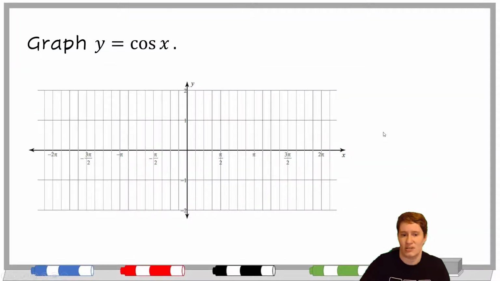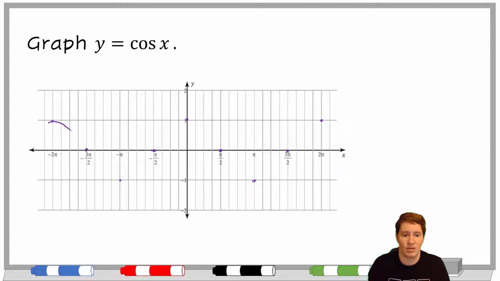So let's graph this on our paper. We start at 1, then go down to pi over 2, go down to pi, go down to 3 pi over 2, up to 2 pi, and then I can continue that pattern backwards where I just oscillate between -1 and 1.